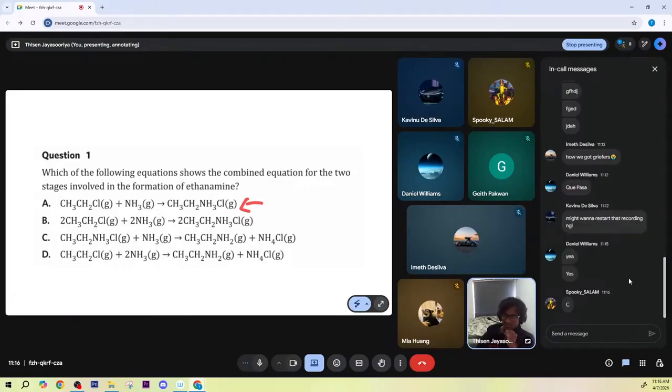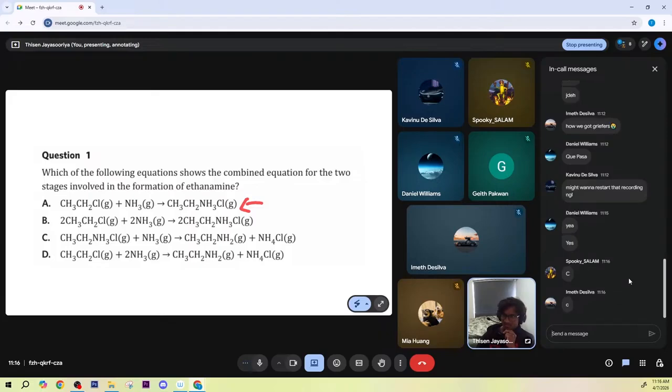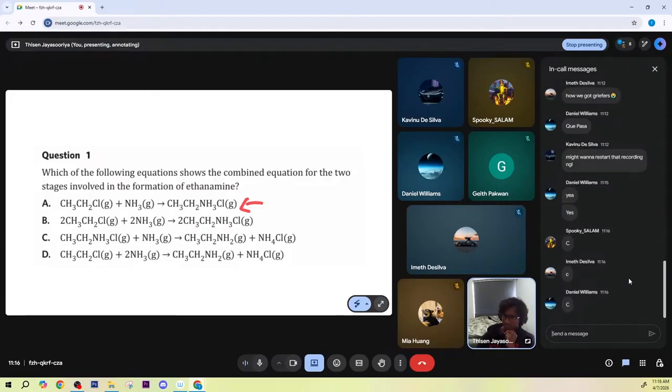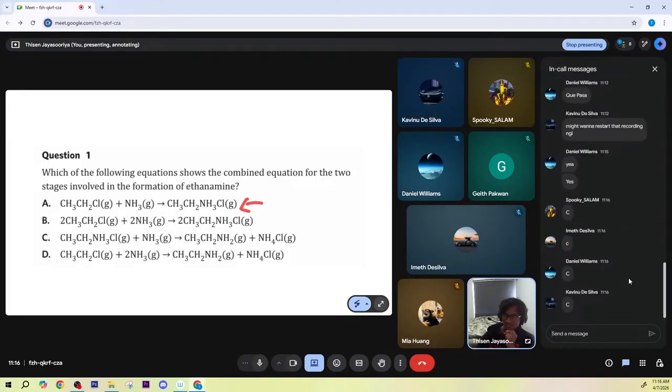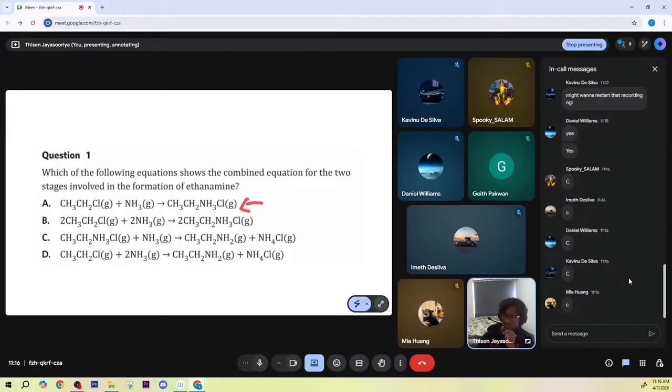So C, okay. Any other C? We're getting a lot of C's. Okay, I'm seeing C a lot. So it's talking about the combined two-step. The answer is actually D, yeah?